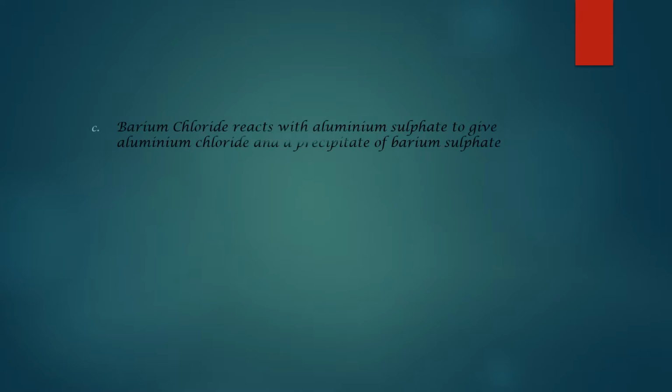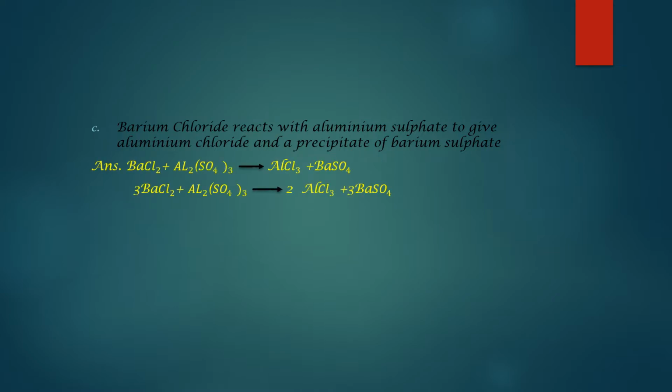Part C. Barium chloride reacts with aluminium sulfate to give aluminium chloride and a precipitate of barium sulfate. Let's write the skeletal equation. Now first try to balance chlorine. We put 3 beside barium chloride and 2 beside aluminium chloride. And to balance barium, we can put 3 beside barium sulfate.